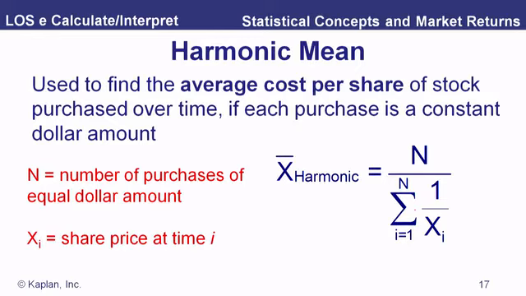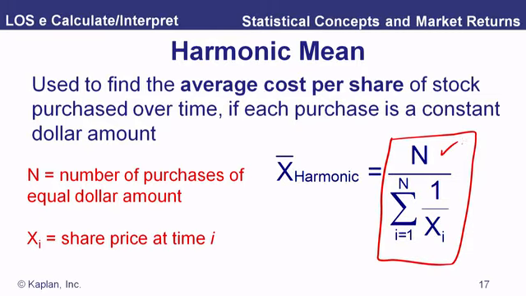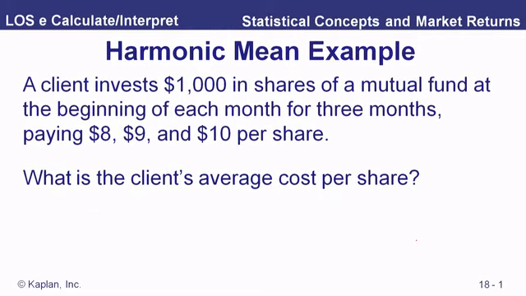Look at this formula right here. Let me explain to you briefly what this is. N is the number of, let's say, monthly purchases. And this is the price each month. And so this is the sum of 1 over the price each month of our periodic buying period.